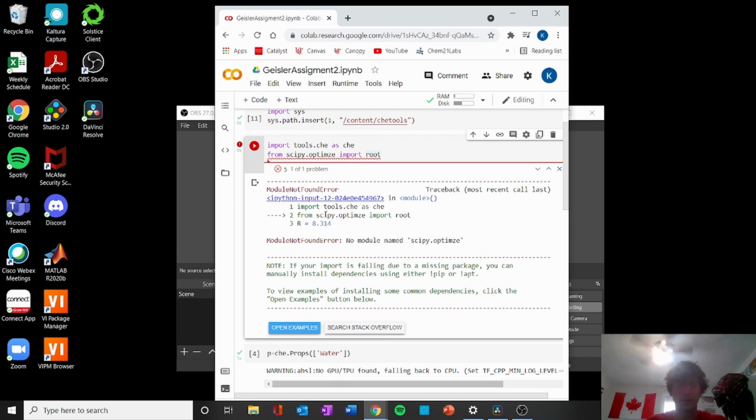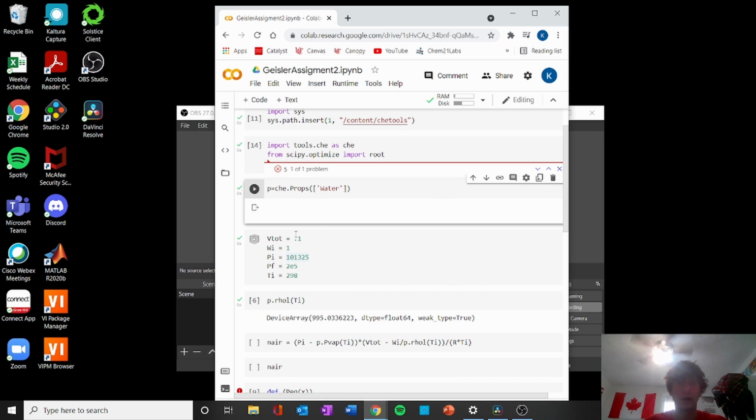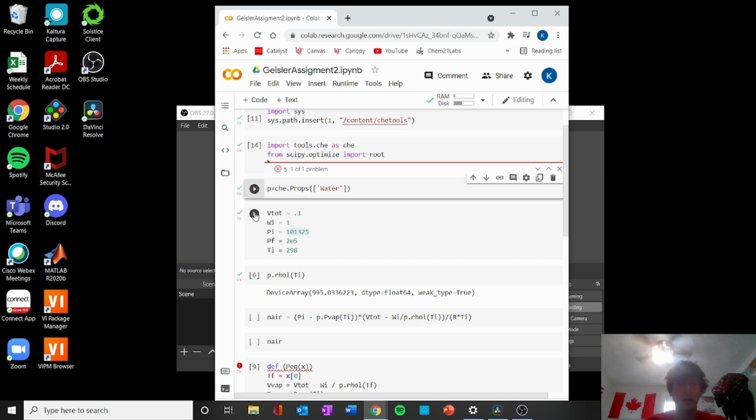It says from SciPy optimize, no module named SciPy.optimize. And look, it looks like we've misspelled optimize. Very simple mistake we can fix. Optimize. And that should be a lot better. Okay, all good. And this is still working okay.